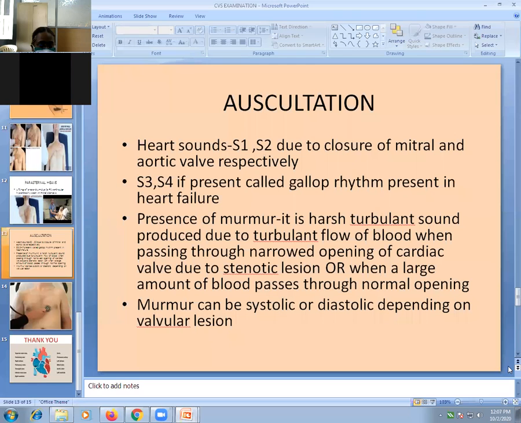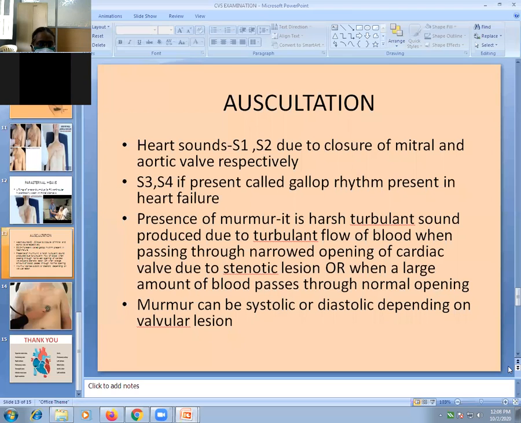So it is nothing but a harsh turbulent sound which is produced due to turbulent flow of blood when passing through the narrowed opening of cardiac valves because of stenotic lesions. If the mitral valve area is narrowed, if the aortic valve area is narrowed, if the tricuspid or pulmonary valve area is narrowed, the blood has to pass through a narrow passage.